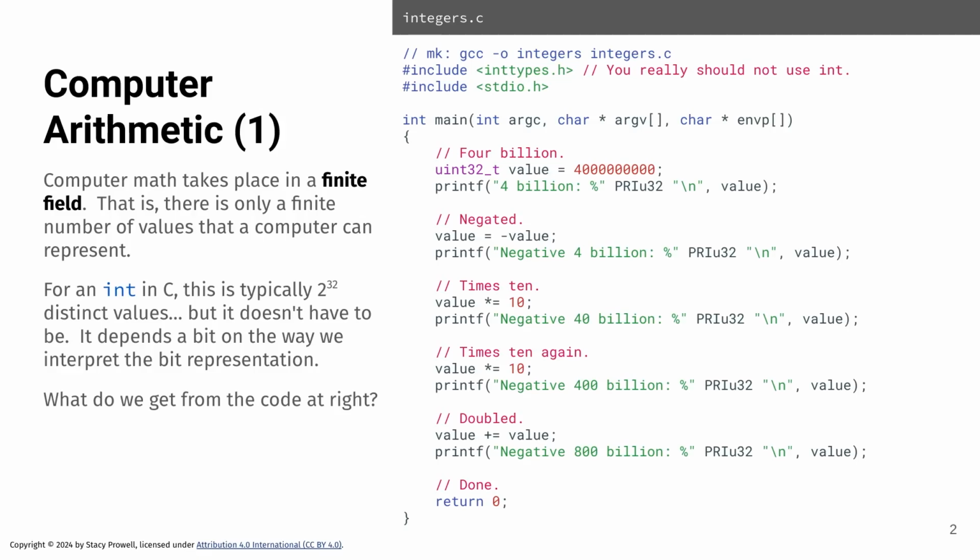So let's take a look at the code over on the right here, integers.c. Notice inttypes.h. You should really be using inttypes.h if you're not already. Here we have a little program, and we initialize the value to 4 billion. We print it out. Then we negate it, and we print out negative 4 billion. We multiply it by 10, and we print out 40 billion. We multiply it by 10 again and print out 400 billion. And finally, we add it to itself and print out the result, which should be 800 billion.